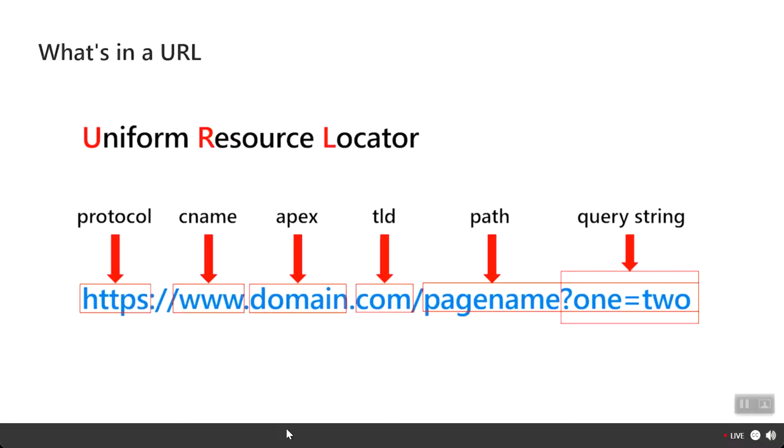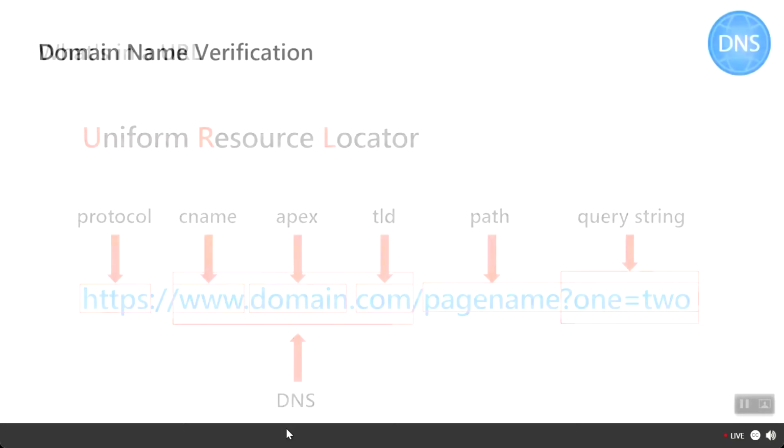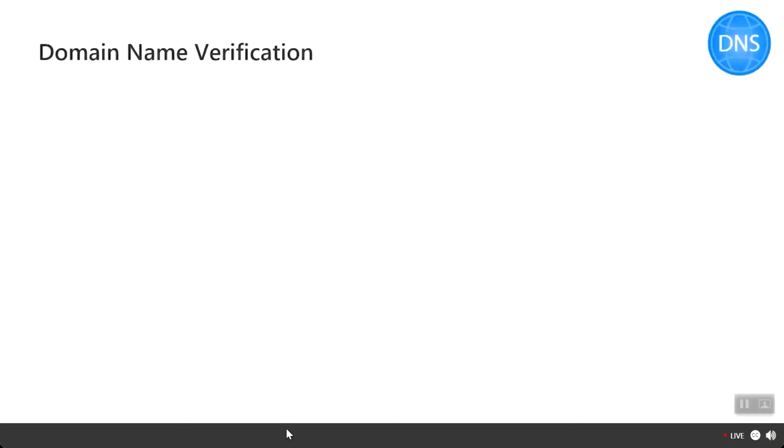Now, in certain URLs, you will also see additional parts, for example, a hashtag which is going to lead to a target on the page, etc. But really what we have here is what defines a unique resource locator from a server-side perspective, if you want. And this is where the domain name services are going to act on those parts, the CNAME, the apex, and the TLD.